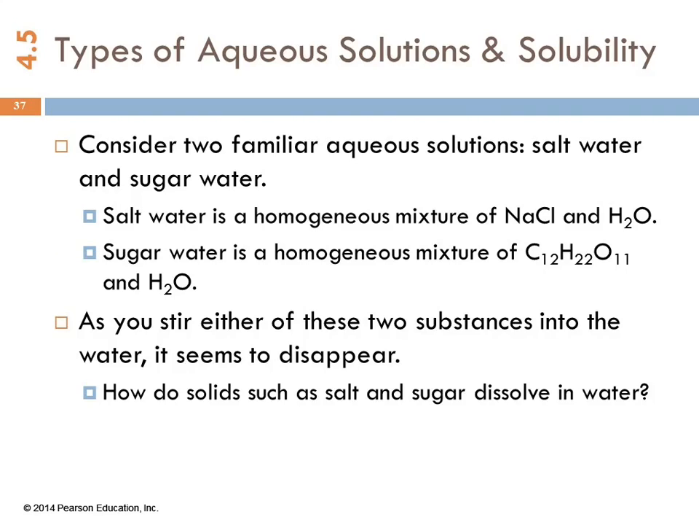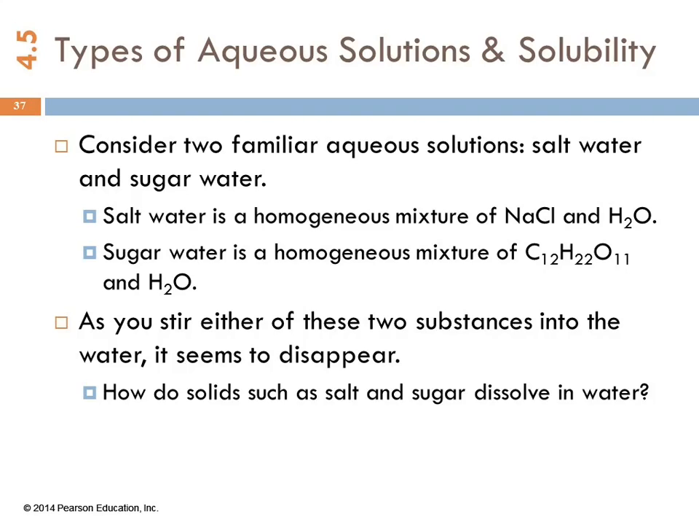If you put salt in water and stir it up, it looks like it disappears, doesn't it? And the same thing for sugar. Both of these compounds make a homogeneous mixture in water. They don't settle out. They don't have layers floating or anything like oil and water. They mix thoroughly and uniformly, and they form homogeneous mixtures.